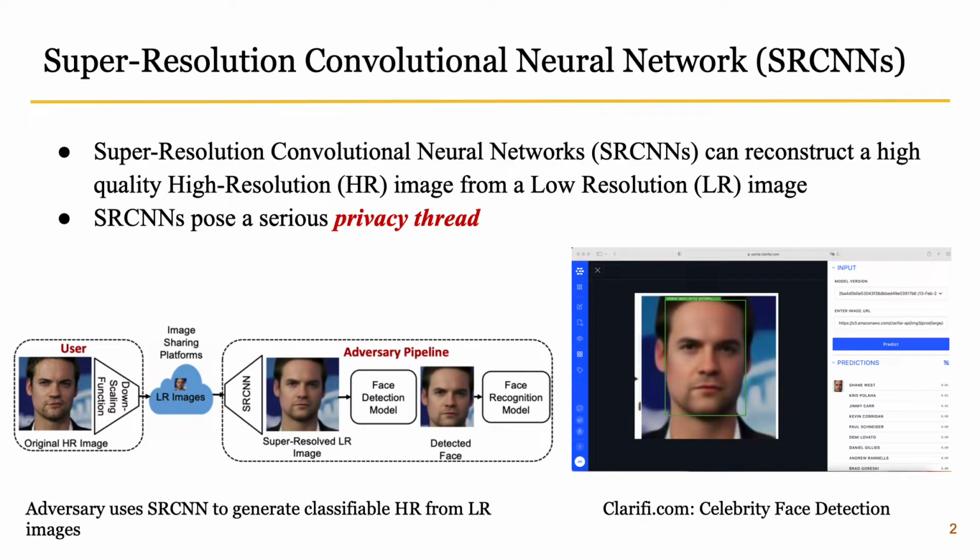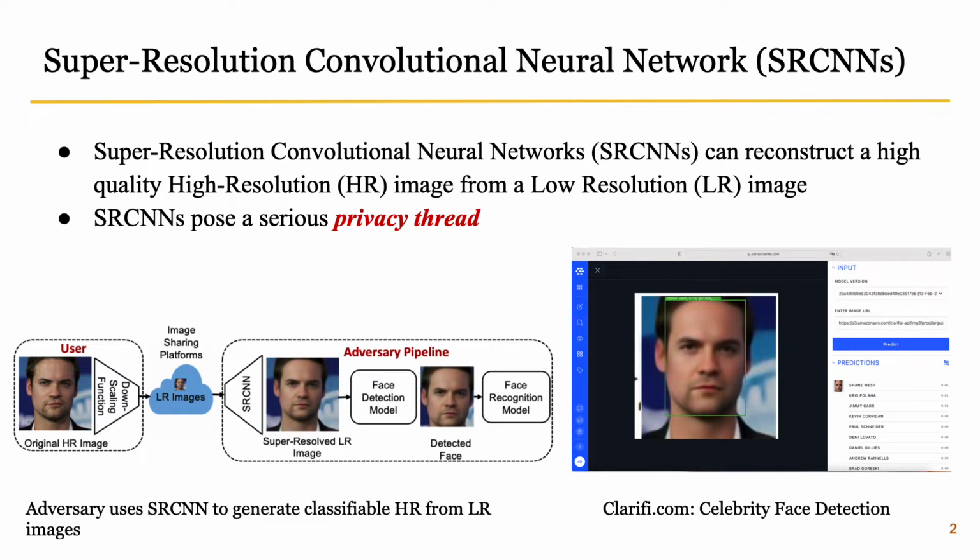Before introducing our approach, I would like to talk a little bit about super-resolution convolutional neural networks, or SRCNNs. SRCNNs are a type of deep neural network that takes very low resolution images and generates high resolution images. SRCNNs pose a serious privacy threat.